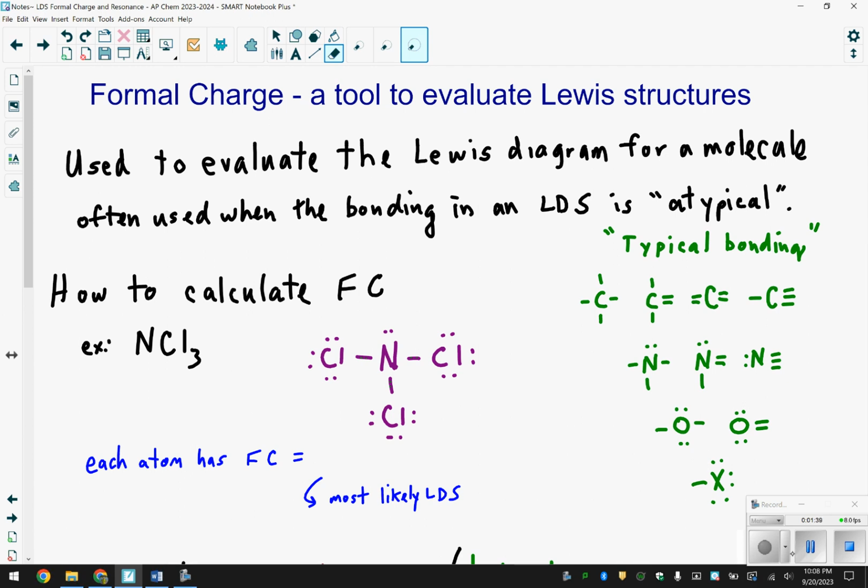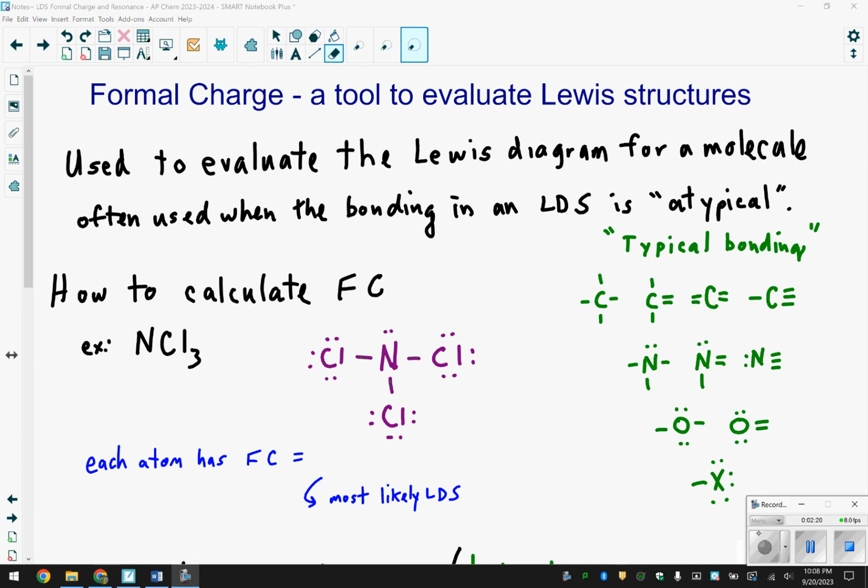Now, what are some other typical bonding? Well, nitrogen likes to bond 3 times and have an unshared pair. So three singles, a double and a single, or a triple. Oxygen likes to bond twice and have 2 unshared pairs, typically. So 2 single bonds or 1 double bond and the 2 unshared or lone pairs. Halogens like to bond once and have 3 unshared pairs around them. Again, these are what we would call typical bonding, and if we ever have any not so typical bonding in our Lewis dot structure, we may want to evaluate it using formal charge.